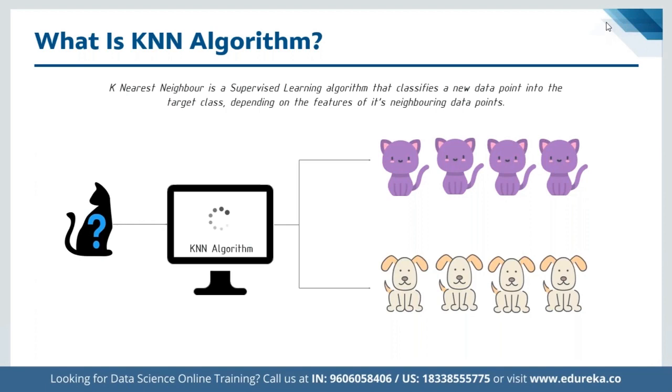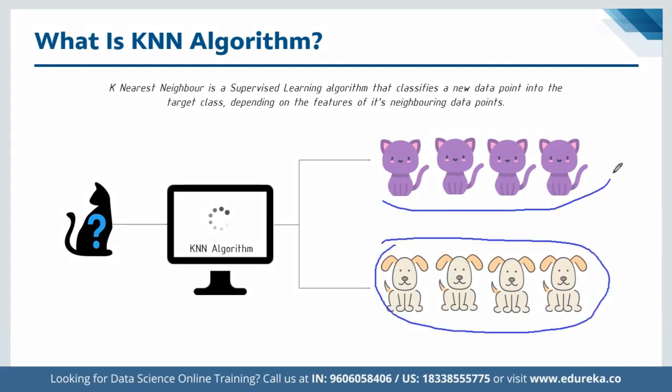So as we said, KNN algorithm is the K nearest neighbors algorithm, and it is an example of a supervised learning algorithm where you try to classify a new data point based on the neighbors of that data point, which is basically which data points are closer to it. For example, here, on one side you have dogs, and on the other side you have cats, right?